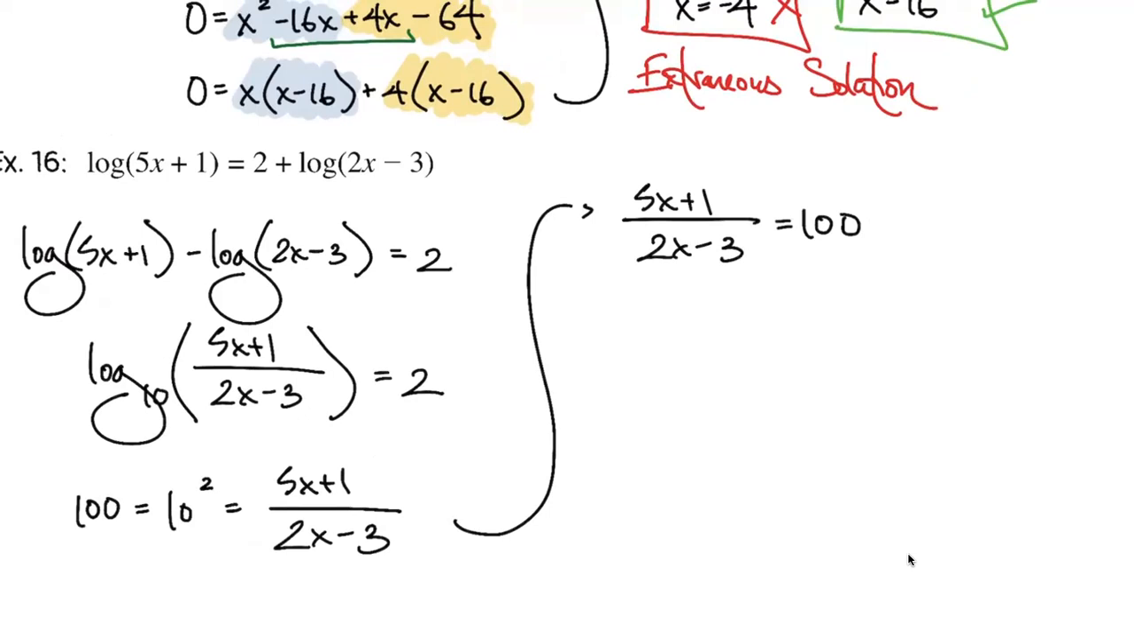How am I going to start to get x by itself? Could you multiply 100 by 2x minus 3? So we'll get 5x plus 1 equals 100 times 2x minus 3. I love it. And now I think we're sort of on autopilot here. We can distribute.